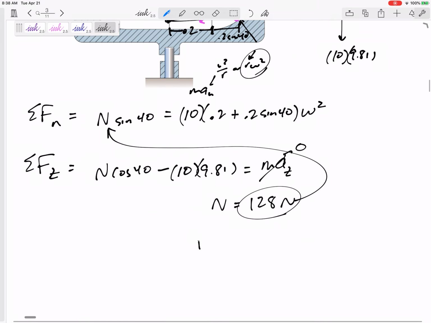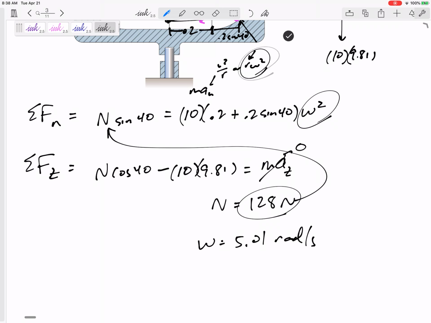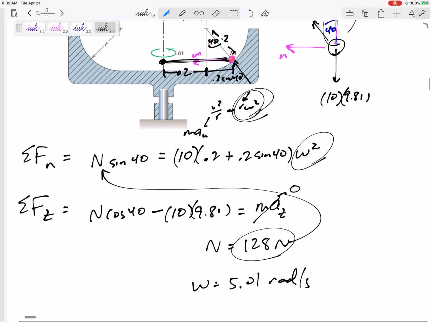All right, and then I'll get omega is 5.01. Make sure I've got this right. 5.01. All right, radians per second. Now, my omega is always going to be in radians per second. If we're doing R omega squared right here, I really could keep up with my units a lot better, but that's radians per second right here. All right, so that's my answer.